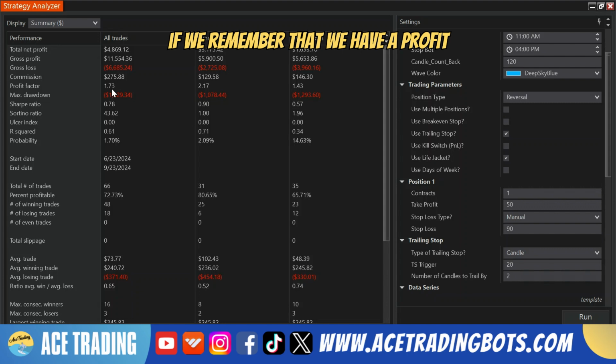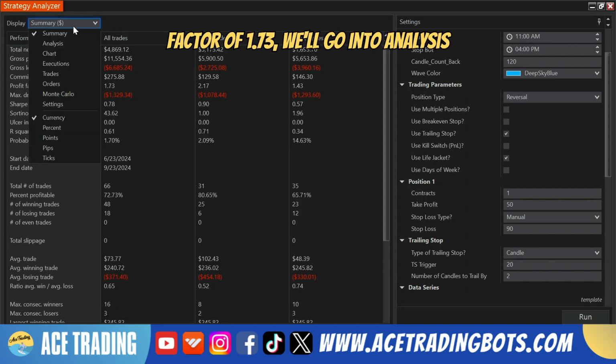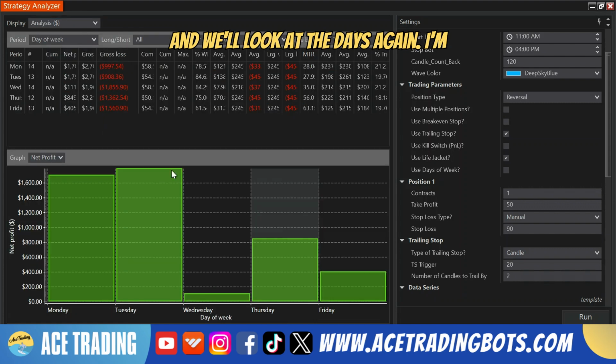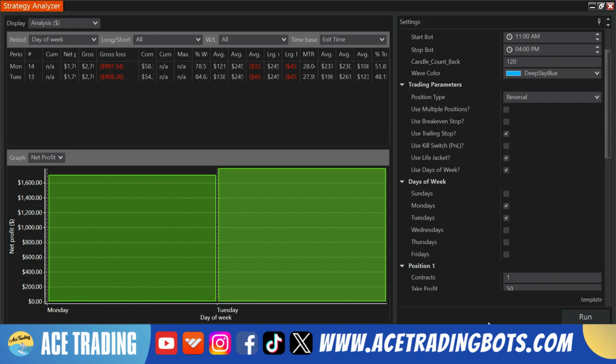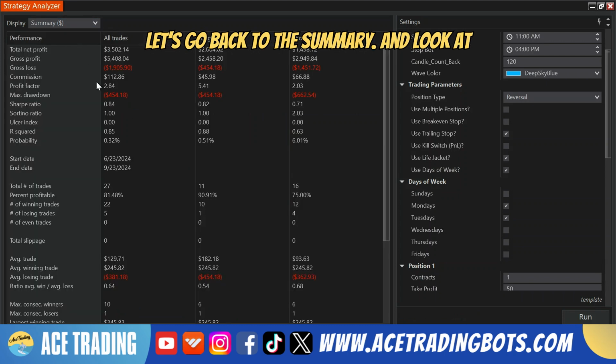So remember that we have a profit factor of 1.73. We'll go into analysis and look at the days again. I'm going to not trade perhaps Wednesday, Thursday, Friday. So I only really want to trade Monday or Tuesday. We'll run that again. So we're only trading those 2 days now. This may be a bot that you only trade on those 2 particular days. Let's go back to the summary. And look at that, we've turned a 1.73 into a 2.84.